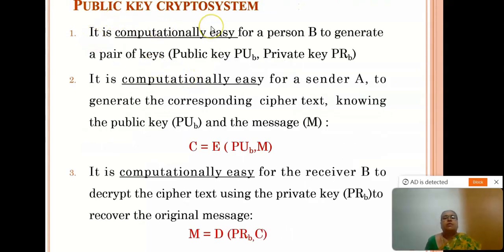Now, what are the concepts of a public key crypto system? It must be computationally easy for any person to generate a pair of keys, that is a public key and a private key. It is also computationally easy for a sender to generate the ciphertext knowing the public key and the message M. This is done by an encryption algorithm, so the ciphertext C is equal to encrypting the message M using the public key PUB. The receiver receives the ciphertext C, and it is converted into message M using the decryption algorithm. This decryption algorithm makes use of the private key PRB, which is known only to the receiver B.